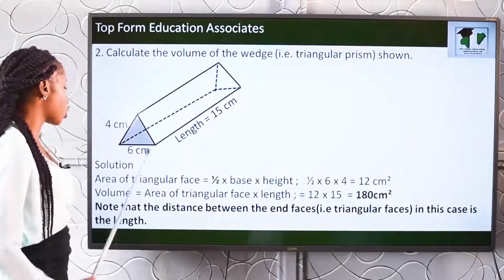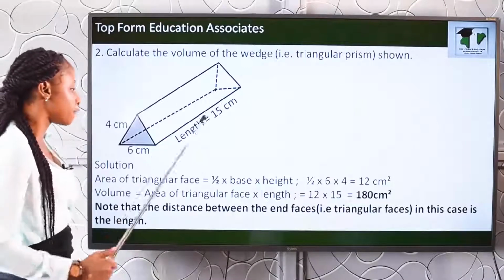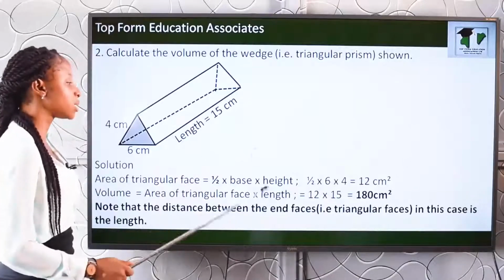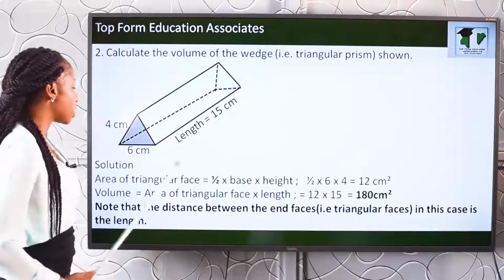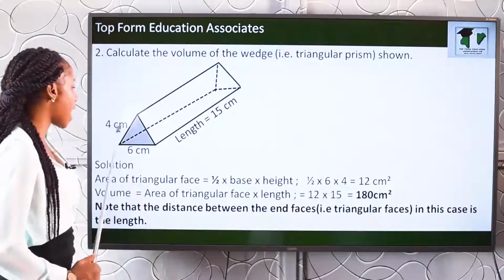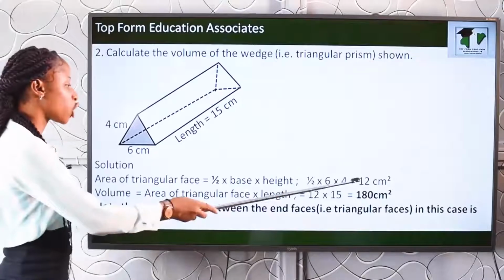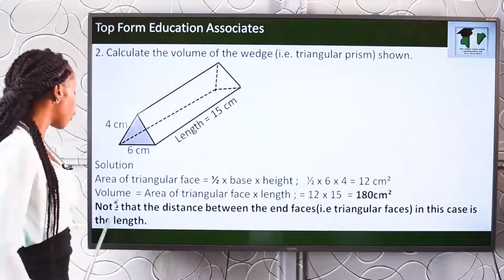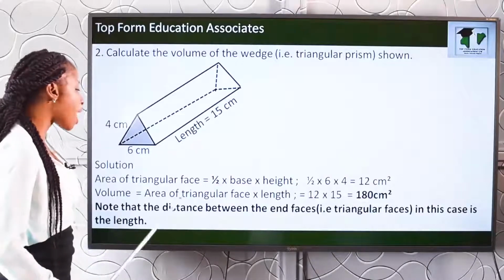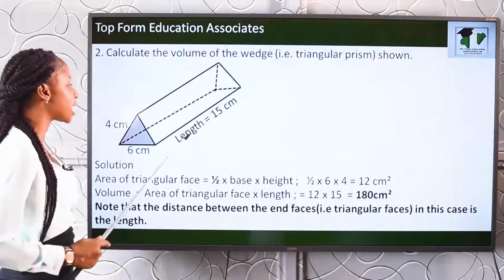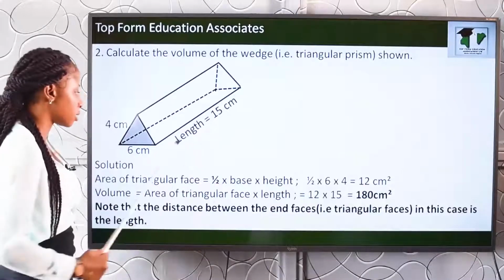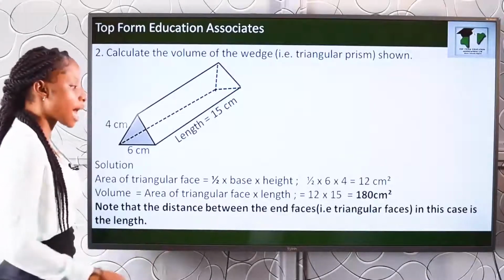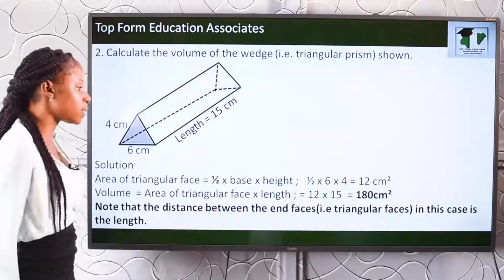Now let's calculate the area of the triangular face, or the area of the base, first. We've been given the formula as half base times height. The base is 6 centimeters and the height is 4 centimeters. When we do the multiplication, we have the area of the triangular face as 12 centimeters squared. So therefore, to look for the volume, it is the area of the triangular face multiplied by the height or the length. In this case, we are given the length. So when we do the multiplication, we have the volume as 180 centimeters squared.